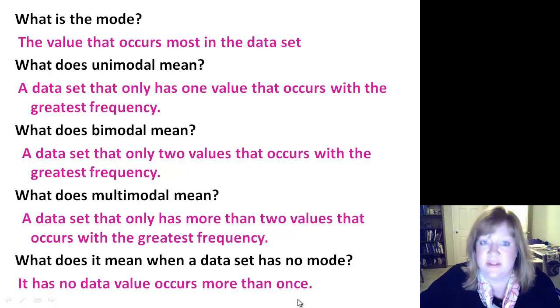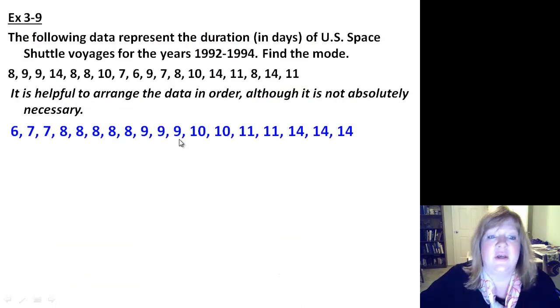We never say 0, because 0 could be a data value. Looking at the following data, the duration of U.S. space shuttle voyages for 1992 to 94. I need to get new data for this one. It's helpful to arrange the data in order, although not absolutely necessary. I like to do it.